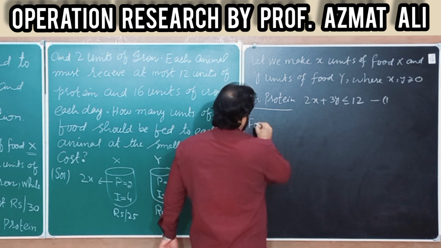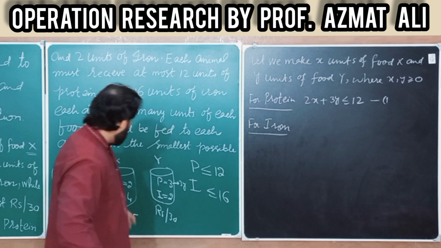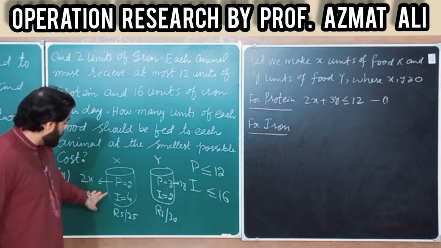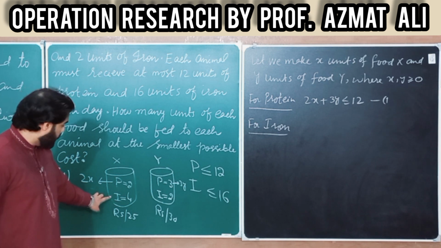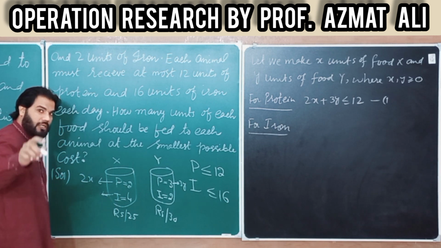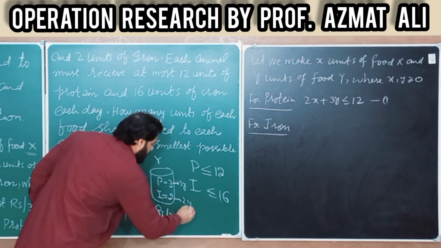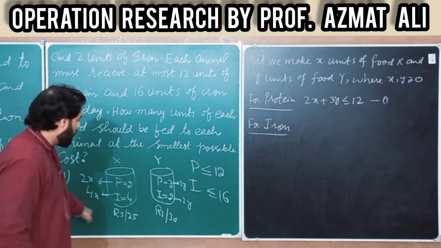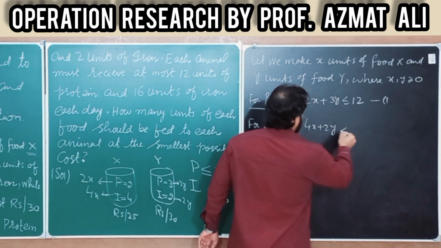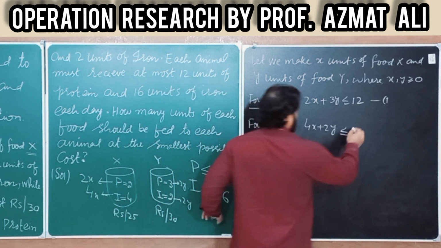Second inequality for iron will be, in the similar way as for protein, number of units for iron will be 4x, because your food x contains 4 units of iron per unit. So this will be 4x and this will be 2y. Total iron will be 4x plus 2y, and this total iron cannot be greater than 16. This will be less than or equal to 16.